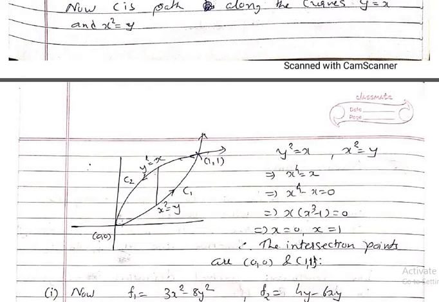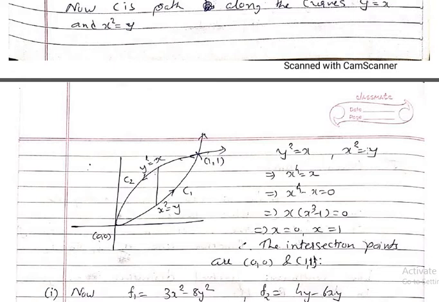x square equals y and y square equals x. x square equals y is a parabola along the positive y axis. In the same manner, y square equals x is a parabola along the positive x axis. So this type of figure we have. This is x square equals y, this is y square equals x. Now you have to find these two intersection points. For that we are going to solve these two curves.